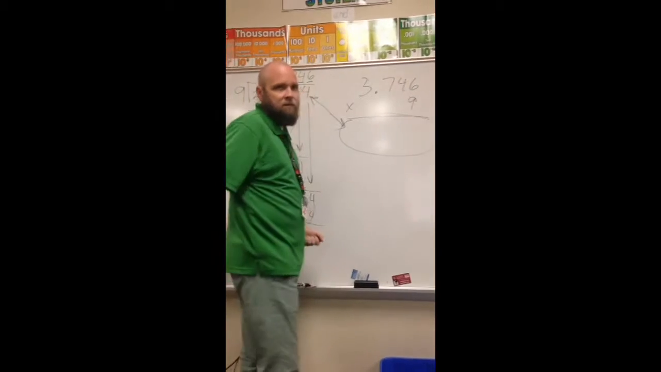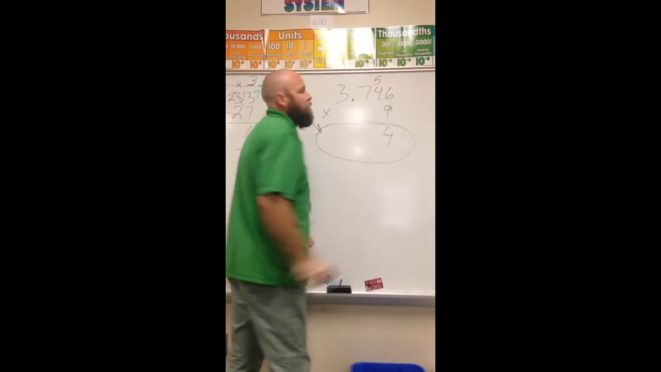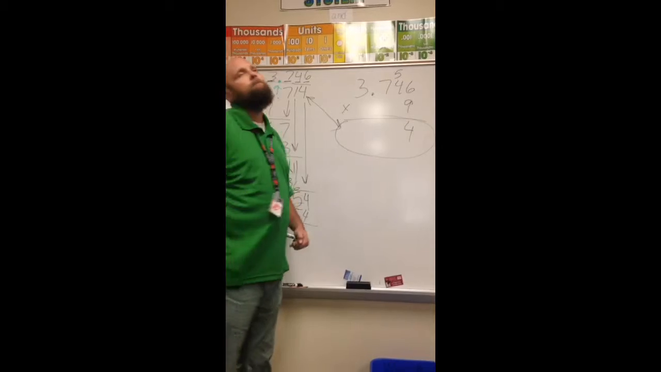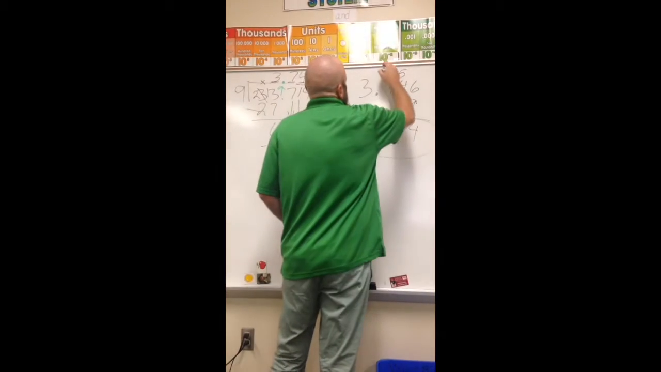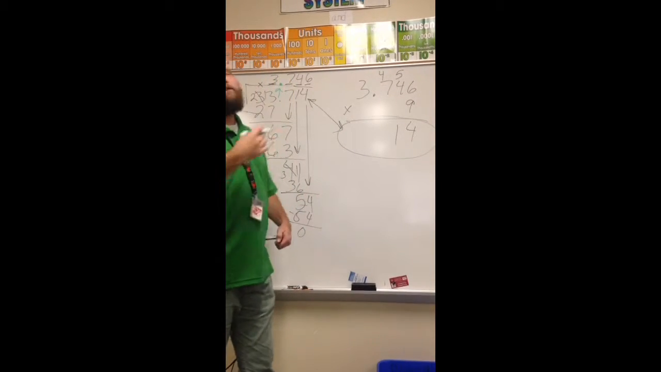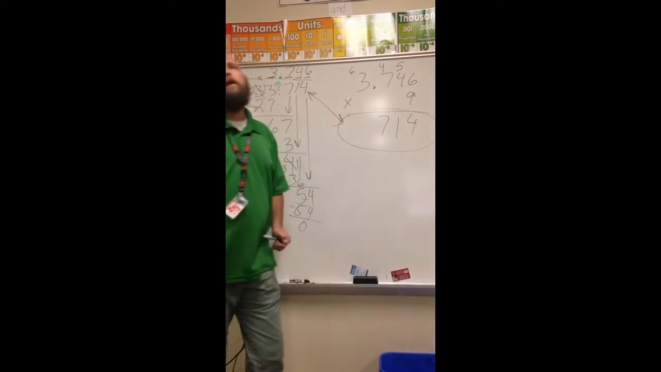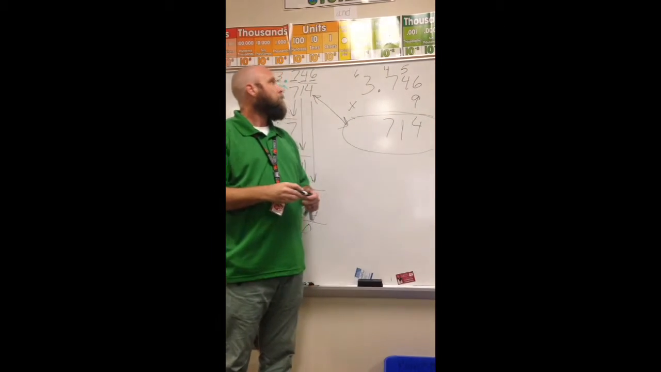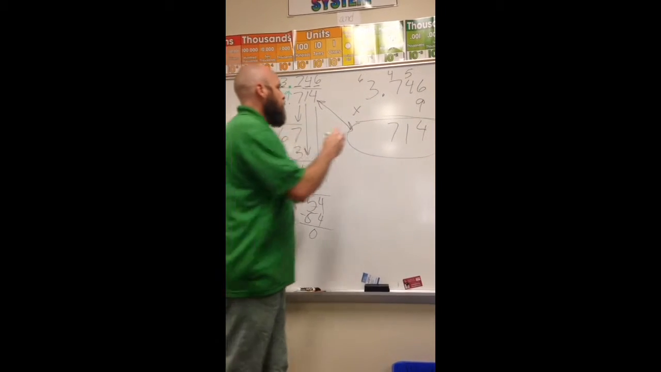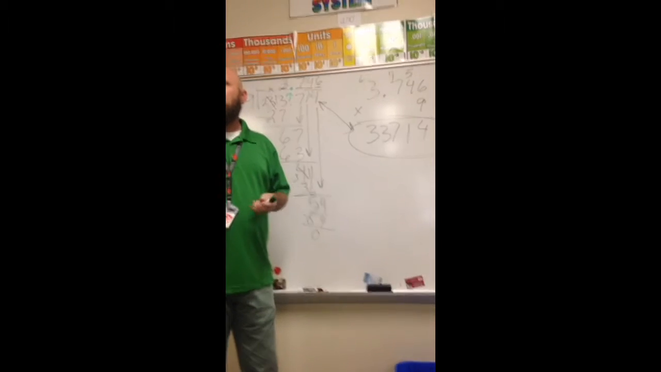9 times 6 is 54. Put my 4, carry my 5. 9 times 4, 36, plus 5, 41. Carry my 4. 9 times 7, 63. 63 plus 4, 67. Carry my 6. 9 times 3, 27. 27 plus 6, 33.